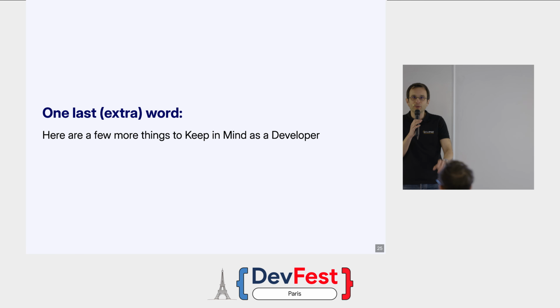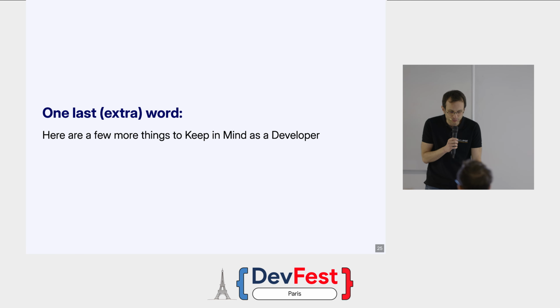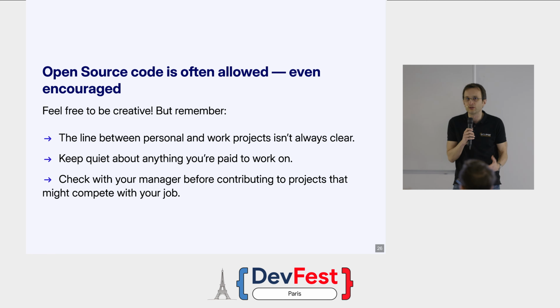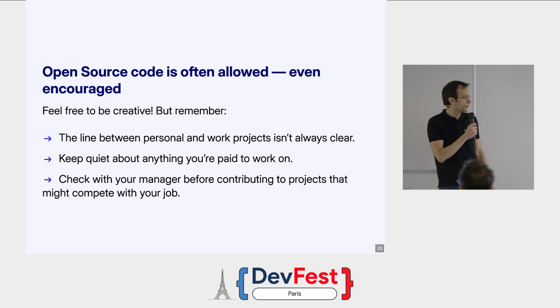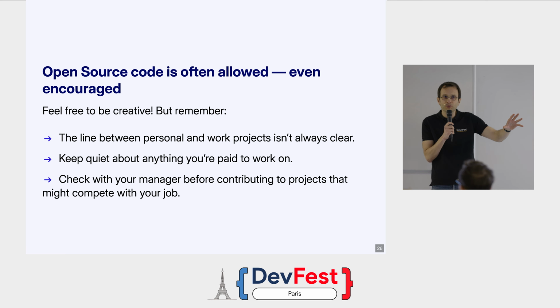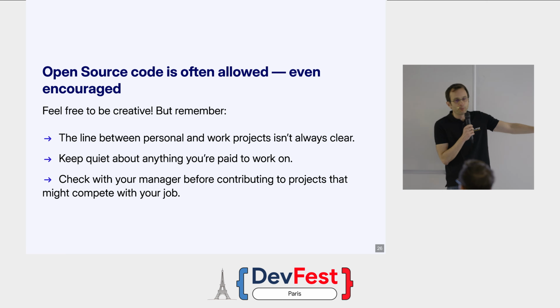And an extra word, and we are nearly finished because I think there is no more talk coming. You need to keep some things in mind as a developer. More and more, open source is allowed, even encouraged, in your company. I know lots and lots of companies encouraging you to contribute to open source projects. But feel free to be creative, as I said, but remember that the line between your personal work and your professional work project is sometimes not really clear. You need to make it clear with your boss, with your company. And keep quiet about anything you are paid to work on.